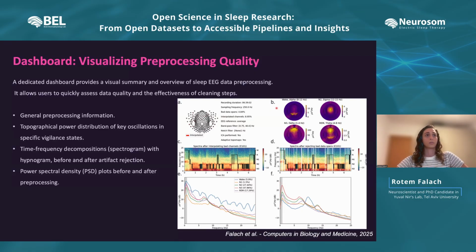And also in B, you can see topographies, which is another kind of analysis that we do in sleep. And you can see here, of course, that alpha is mainly occipital, and the delta is more frontal, and the spindles are more in the middle, and REM and theta are a bit more distributed, but where we expect to see them.